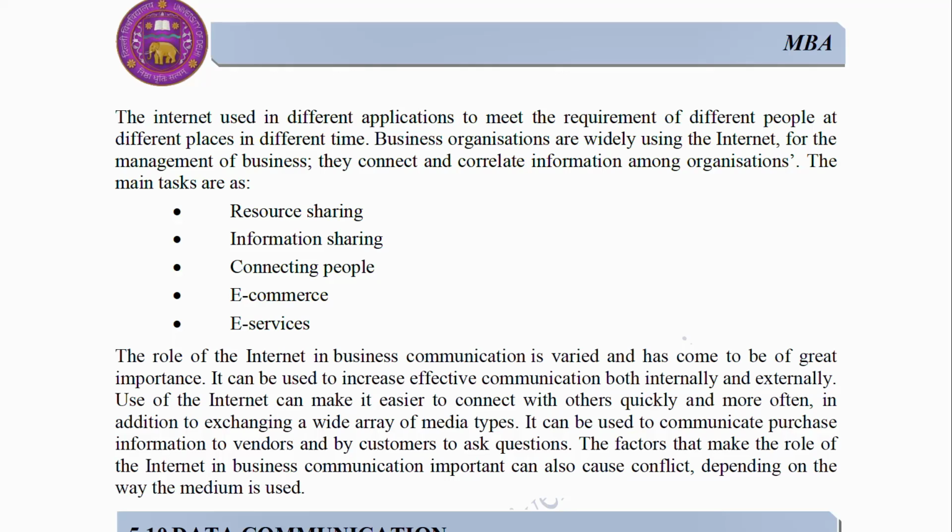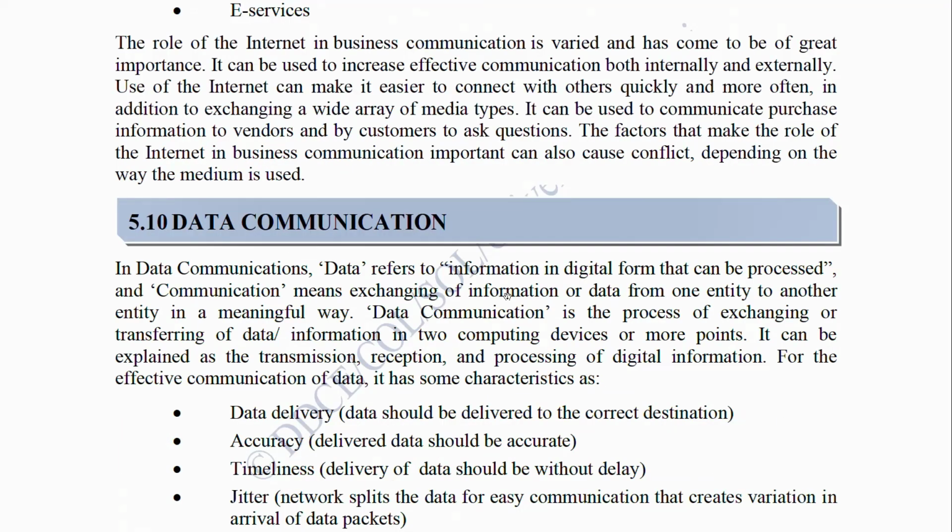Business organizations are widely using the internet for the management of business. They connect and correlate information among organizations. The main tasks are: 1. resource sharing, 2. information sharing, 3. connecting people, 4. e-commerce, 5. e-services. The role of the internet in business communication is varied and has come to be of great importance. It can be used to increase effective communication both internally and externally.